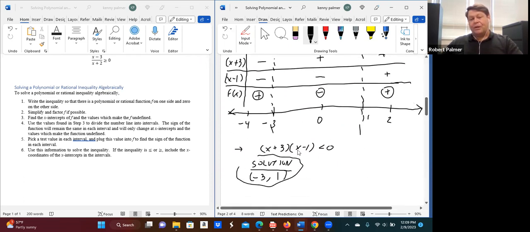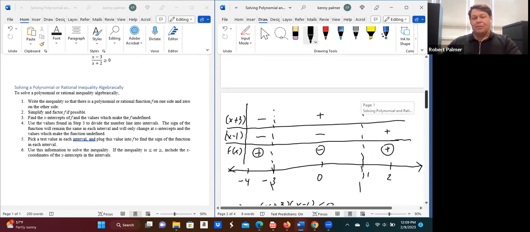If our endpoints, if it had been less than or equal to 0, endpoints would be included. If it had been greater than, it would have been these two intervals here, this interval from -infinity to -3, and this interval from 1 to infinity. So that is basically how you use a sign chart to help you find this.